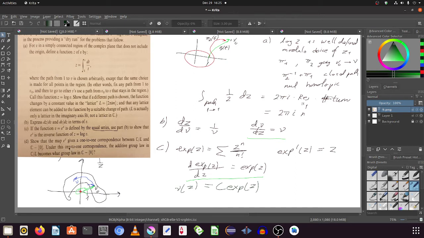Go to D. Show that the map and the inverse map here gives a one-to-one correspondence between C modulo L and C except the center. The additive group law becomes what group in C minus naught? That must be the one with multiplication, of course.